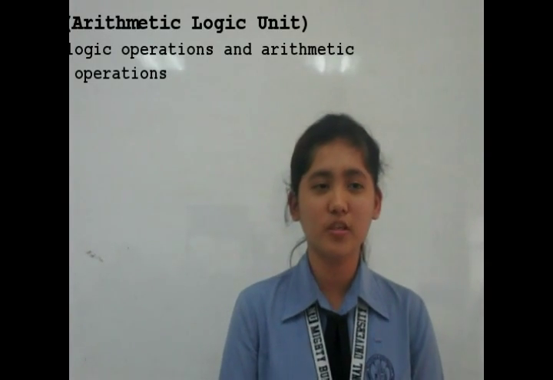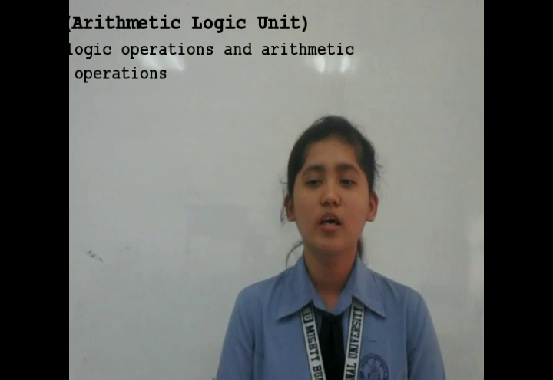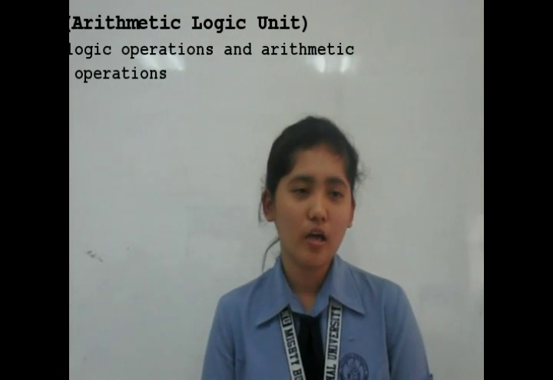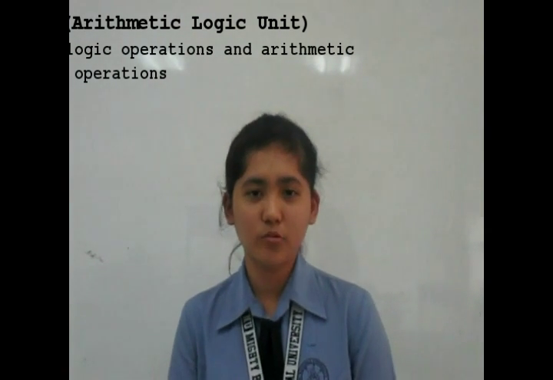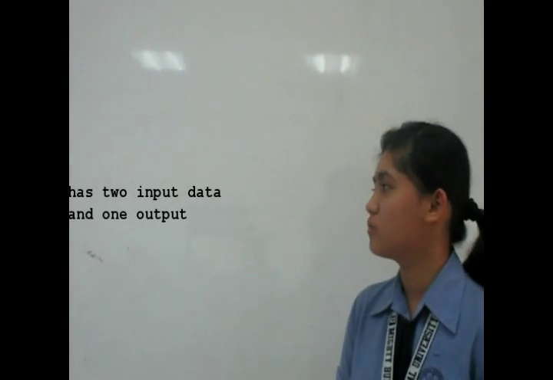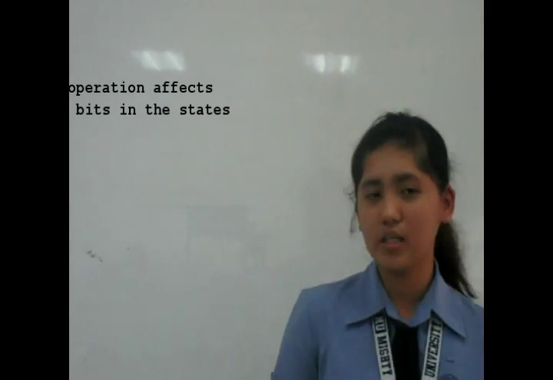the arithmetic logic unit. The ALU carries out the logic operations such as comparisons and carries out the arithmetic operations such as add and multiplication. The ALU has two input data and one output. Its operation affects bits in the status register, and it is controlled by signals from the control unit.